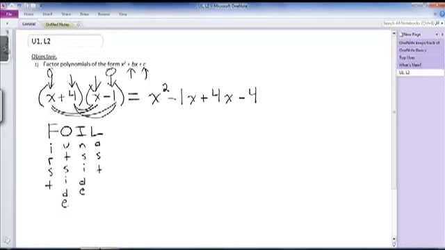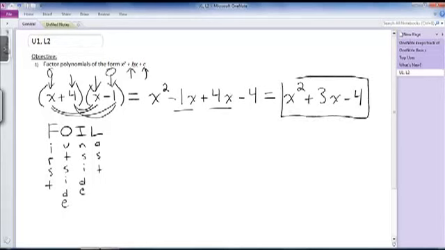Okay? And now I have two terms here that can be combined. After I've FOILed, I can now combine like terms, and my final answer would be x squared minus 1x plus 4x is a plus 3x, and then minus 4. And that would be my final answer. This is what I should get when I multiply x plus 4 times x minus 1. Okay, that's going in the forward direction.